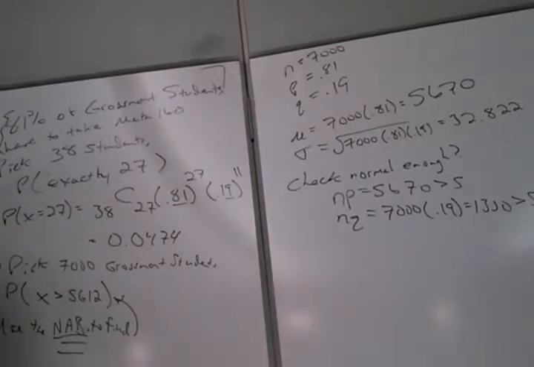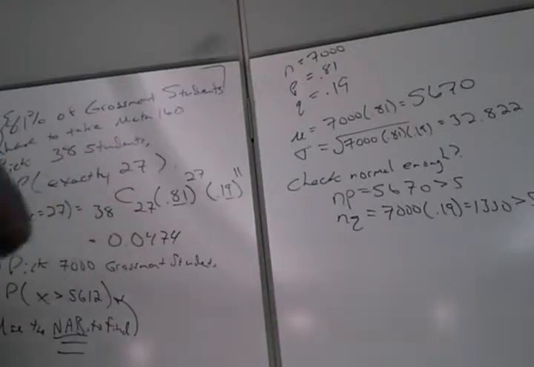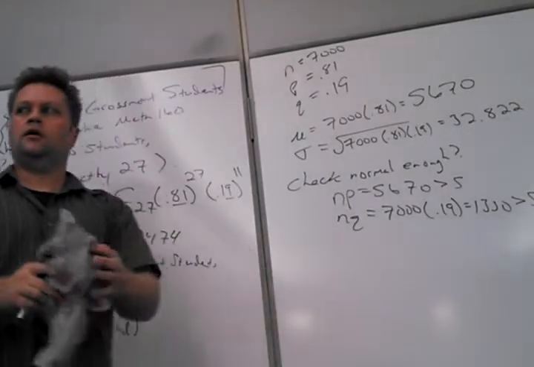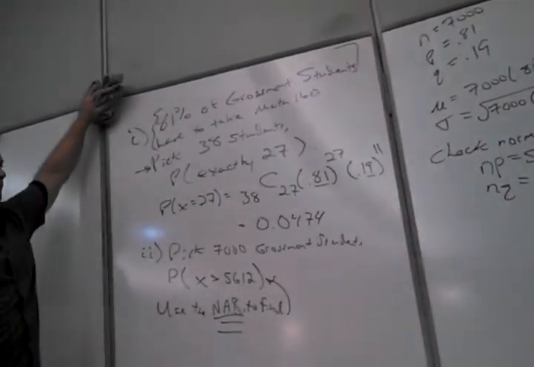So what did that check just do for me? It means it's normal enough to use the chart to get probabilities. I like it, because that method is a lot better than doing this formula 2,000-some-odd times. Okay. Let me make a little room here.